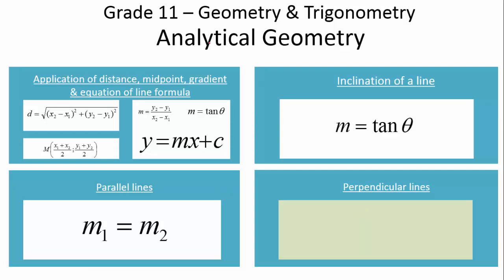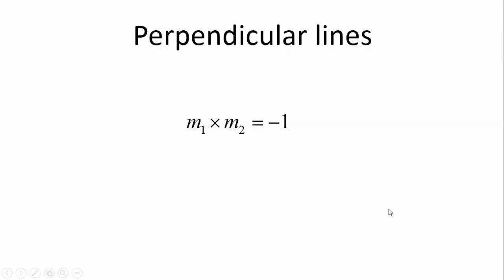Okay, grade 11's the last video in this section on analytical geometry, and now we're going to be looking at perpendicular lines. The first thing I'm going to tell you is two lines are perpendicular if the gradient of the one line multiplied by the gradient of the second line is equal to -1. We know that those lines are perpendicular.